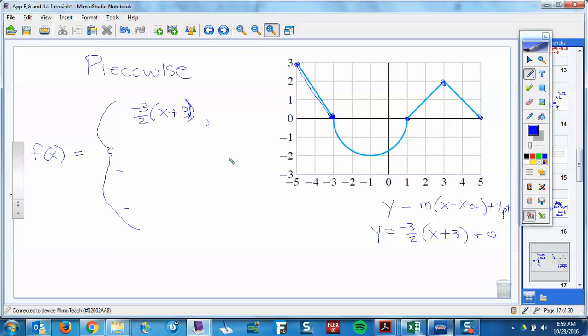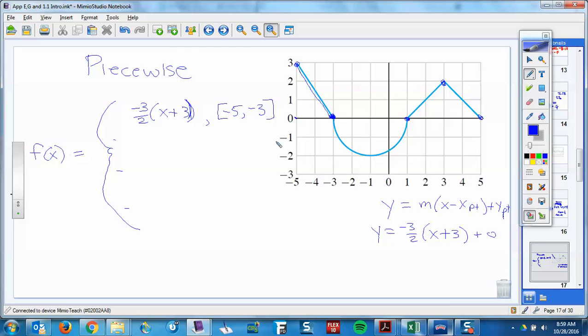Let's put a comma, because that line that we just wrote goes all the way through here like this. Ours doesn't do that, right? Ours only goes from what x value to what x value? It goes from negative 5 to negative 3. So I'm going to put a bracket, and I always go left to right. And so that piece, I've got to tell my function how big that piece is. So I want that line, but only from that x value to that x value.